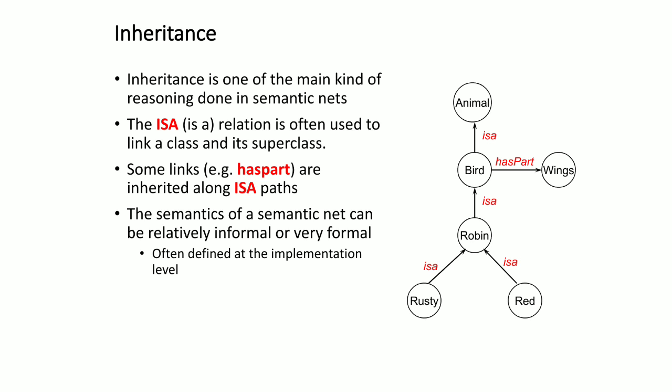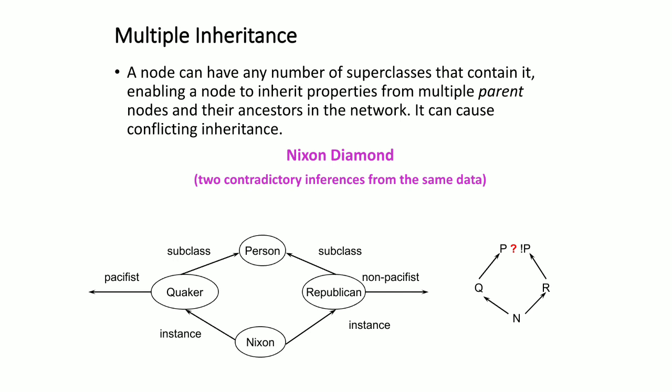Rusty is a robin. Red is a robin. Then robin is a bird. Then bird has a part, wings, and bird is an animal. So multiple inheritance is also there. We will not discuss multiple inheritance in detail. The example is given here, in which you can see a node can have any number of superclasses that contain it, enabling a node to inherit properties from multiple parent nodes and their ancestors in the network. So it can cause conflicting inheritance.